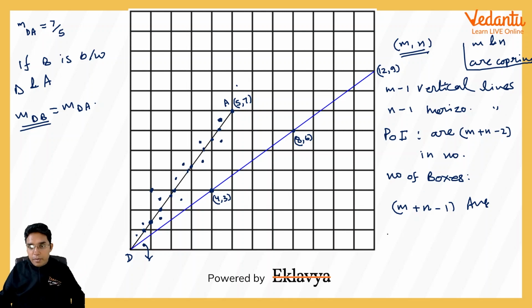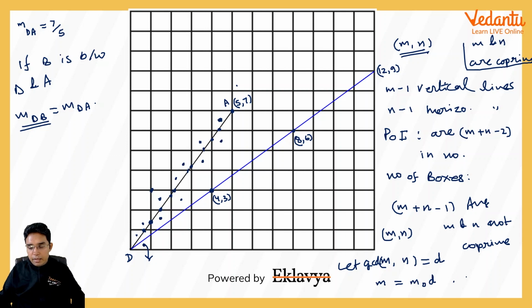So what does that mean? That if m comma n are not co-prime, and let their GCD of m comma n be equal to, let us say, D. Then I can write m as m naught into D and n as n naught into D, and then m naught and n naught will become co-prime.